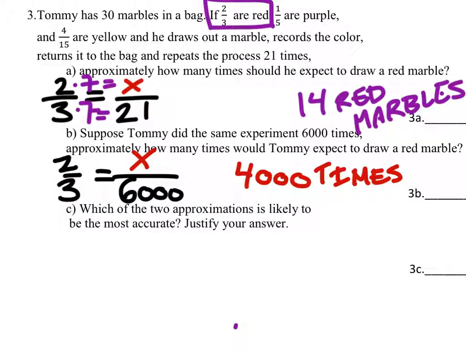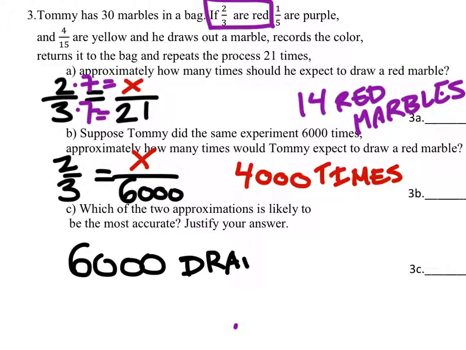Which of the two approximations is likely to be the most accurate? The more times you do it, the more likely it will be accurate. So clearly, it would be the 6,000 times. Draws or times, whatever. So once again, the more often you do it, or the more experiments that you try, the more accurate it becomes.